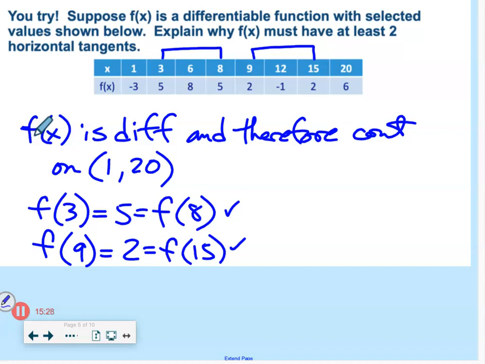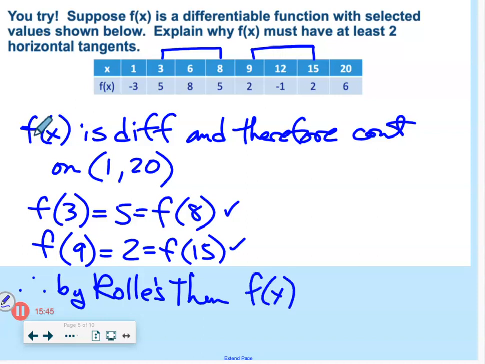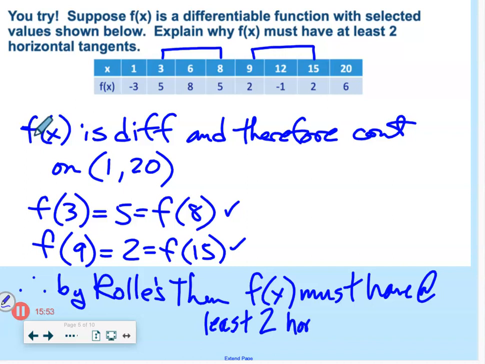All right, so how do we write that? We write, therefore, by Rolle's theorem, and then you just rewrite your problem. You just restate the problem as a statement. f of x must have at least 2 horizontal tangents.